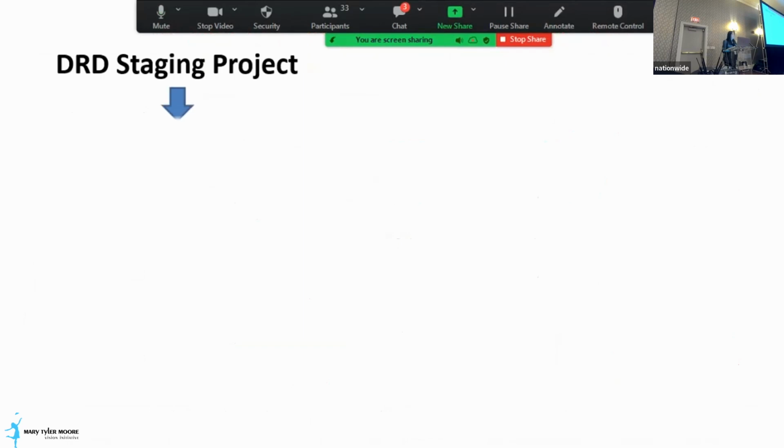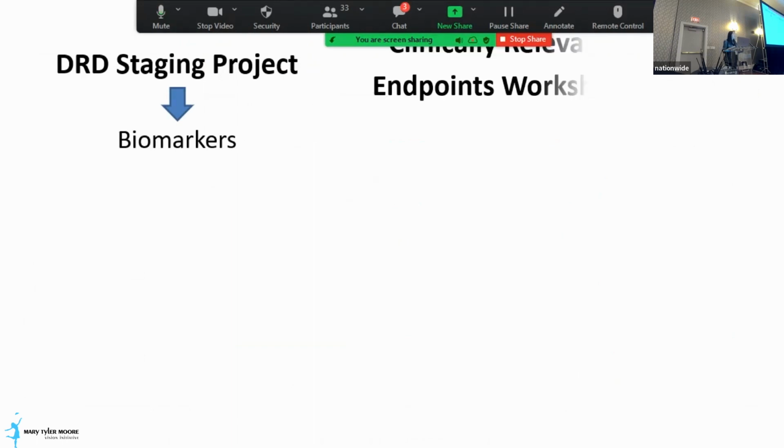So the DRD staging project, again, was really focused on biomarkers of disease. We were trying to fit these variables into a severity scale that could then be used to stage disease for thresholds of treatment need and risk stratification. How does this relate to what we're doing today in clinically relevant endpoints? Because there is a little bit of a difference and a distinction.